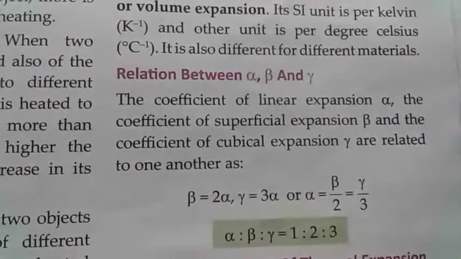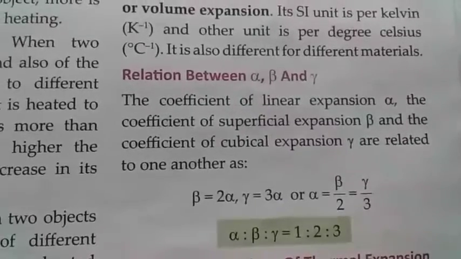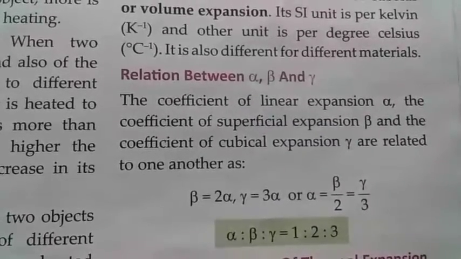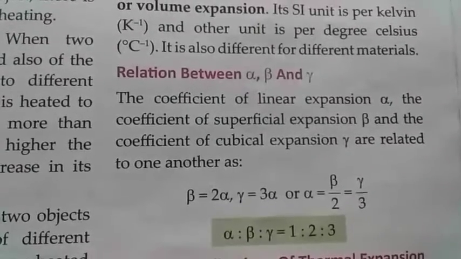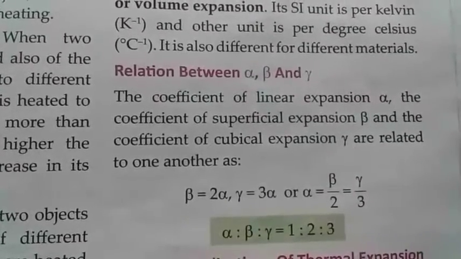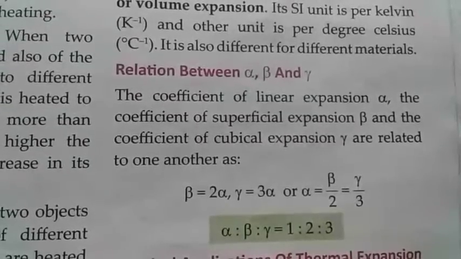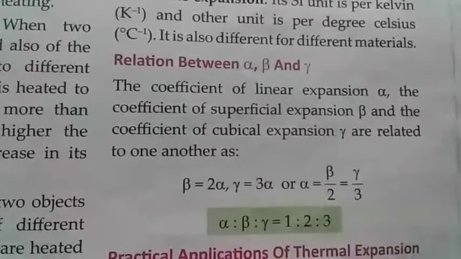Now what is the relation between alpha, beta and gamma? As we know, the coefficient of linear expansion is alpha, the coefficient of superficial expansion is beta, and the coefficient of cubical expansion is gamma. So they all are related to one another. How are they related? Here beta equals twice alpha and gamma equals thrice alpha, or alpha equals beta upon 2 equals gamma upon 3. So alpha is to beta is to gamma equals 1 is to 2 is to 3. This is the relation between alpha, beta and gamma.